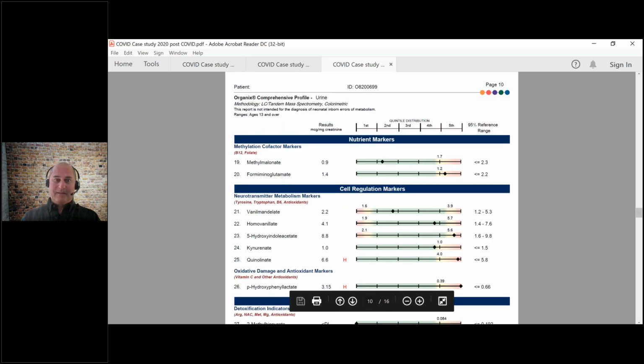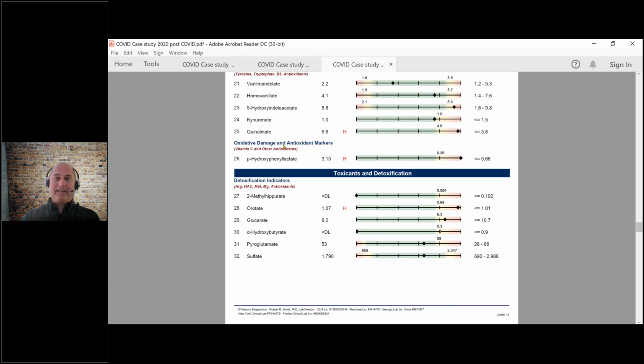Oh, and the other thing that's really quite remarkable is the oxidative stress marker is quite high now. The reference range is up to 0.66. She's 5 times the reference range. So a huge amount of oxidative stress going on in the body.